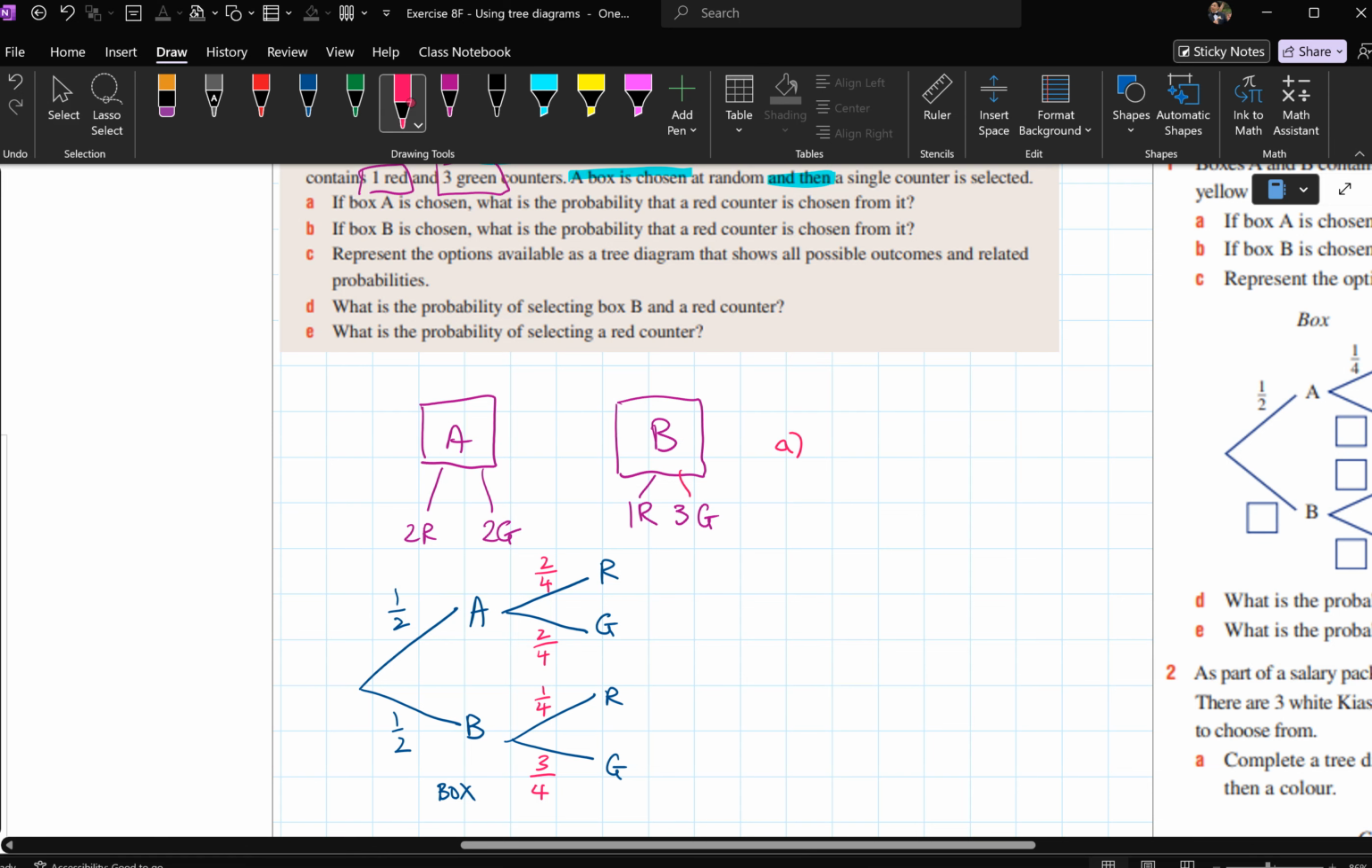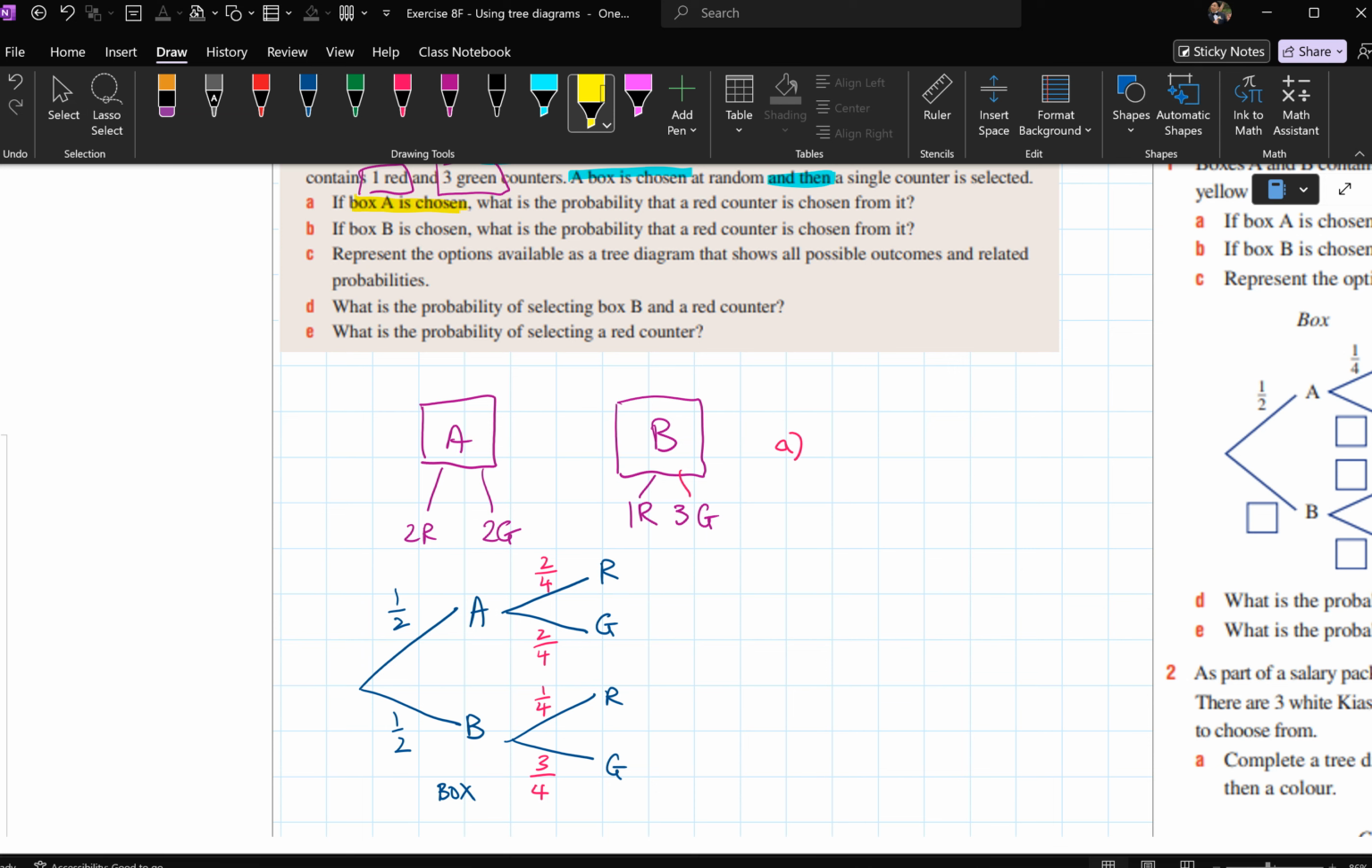Question A. It asks you, if you picked box A, so box A was chosen, what is the probability that a red counter is chosen from it? Okay, now be careful here. The question is not asking what is the probability of selecting box B and a red counter. See the difference between question A and question D? Question A includes the chances of getting B, but in question D there's a chance of you getting B first and then the chance of you getting a red counter.